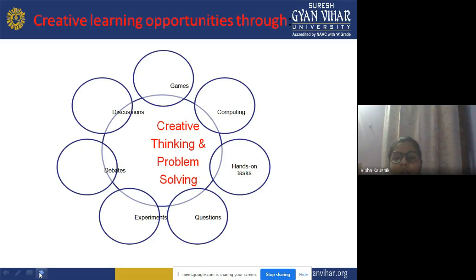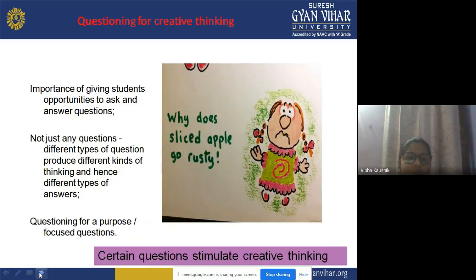There should be flexibility. Flexibility should be given by the teacher in the teaching learning process, and the teacher should encourage original thoughts. The teacher should motivate them to give their original thoughts. Games: the teacher can organize some games which will encourage their creative thinking. Computing: the teacher can use computer abilities and thinking tools to develop creativity in the students.